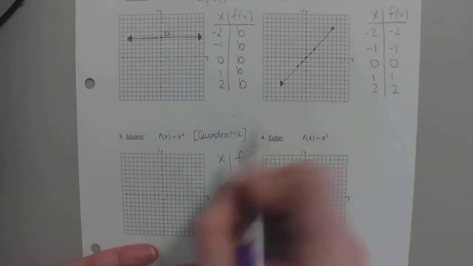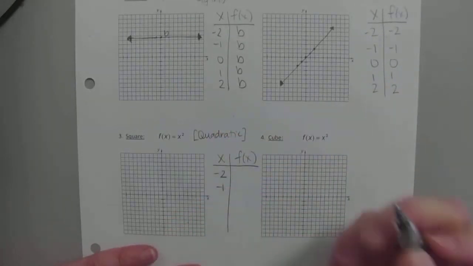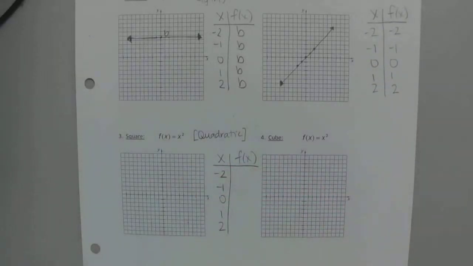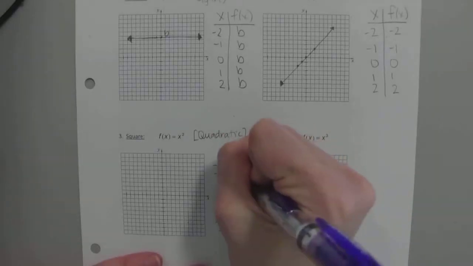Again, my t-chart, I'm picking for my x's just those couple values: -2, -1, 0, 1, and 2. But what's going to happen when we plug in each of those x values to the function? We have to do what to each of those? Square them, right? What happens when you square a negative? It's positive, okay? So this is going to be a perfect example of an even function that we talked about yesterday, where opposite x values have the same y values, right?